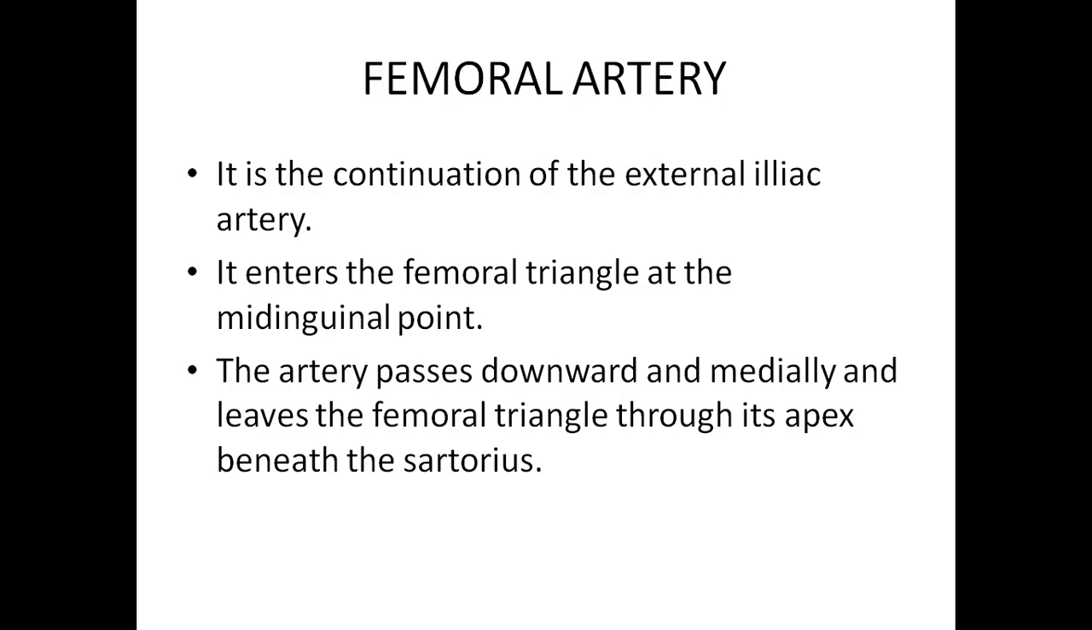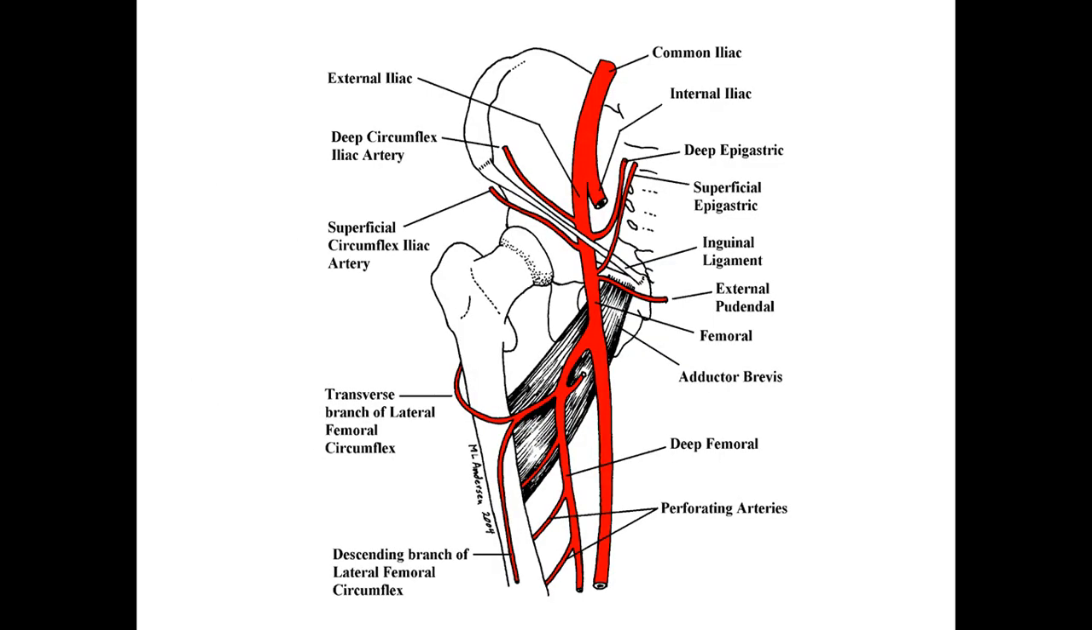The femoral artery then passes downwards and medially and leaves the femoral triangle through its apex and passes beneath the sartorius muscle to enter into a canal called the adductor canal. So here is the femoral artery. It is a continuation of the external iliac artery at the mid-inguinal point. It will continue into the adductor canal. Then it terminates at the level of the hiatus magnus of adductor magnus and continues as a different artery because the area is different. It's the popliteal artery.